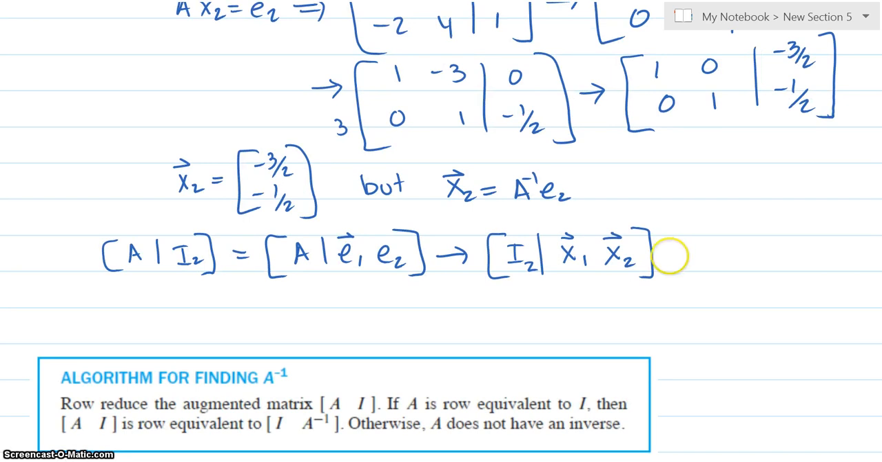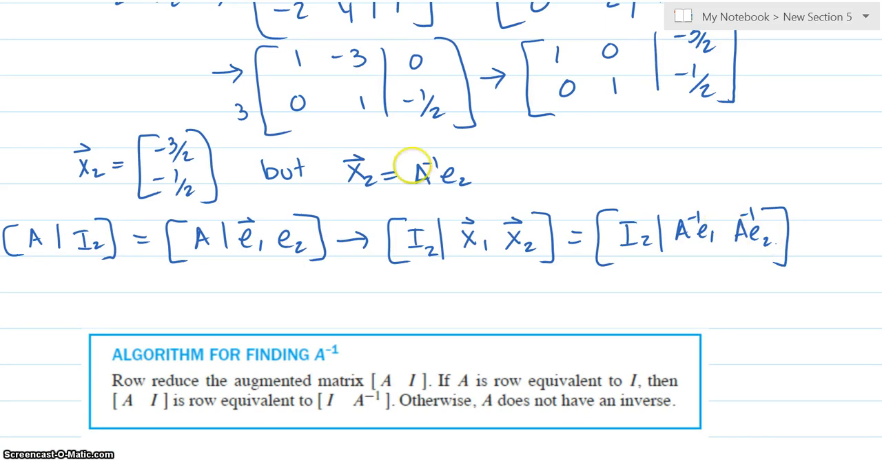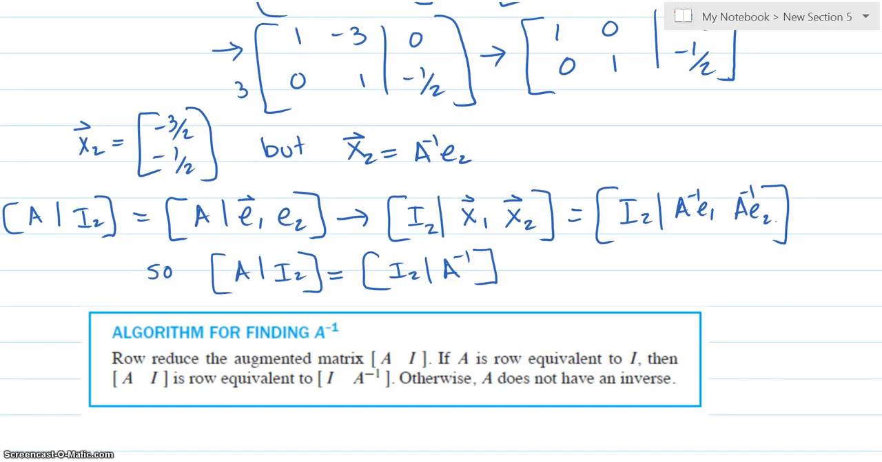But we know that this is equal to, we just saw it, A inverse E1, and then x2 was A inverse E2. So this right here is really just A inverse, isn't it? That would be the first column of A inverse. That would be the second column of A inverse. So it would give us the whole thing. So we would have A|I2 becoming I2|A inverse, which is what the algorithm says to do.